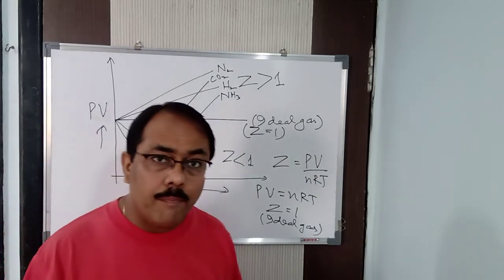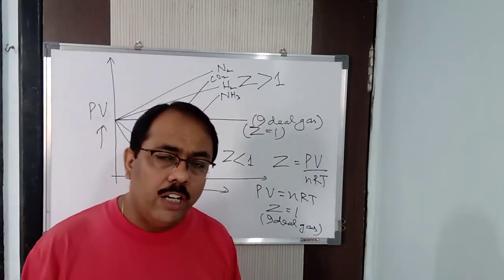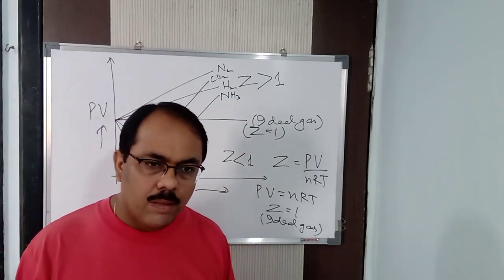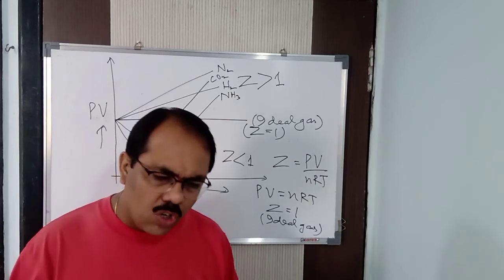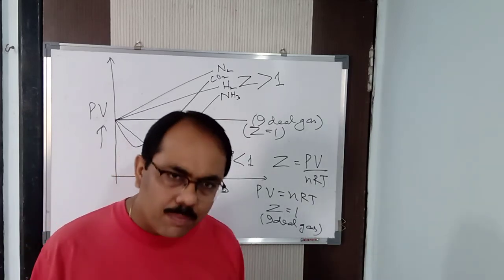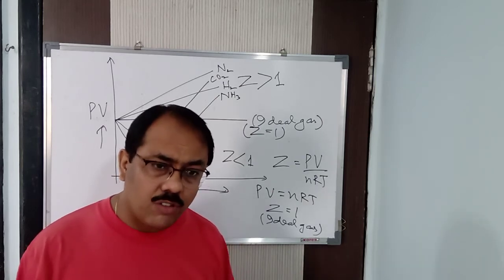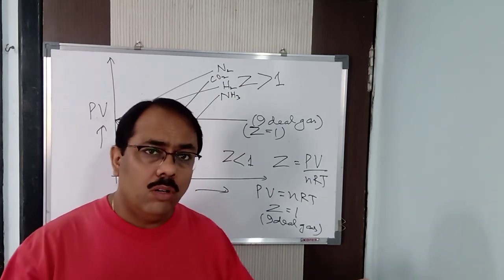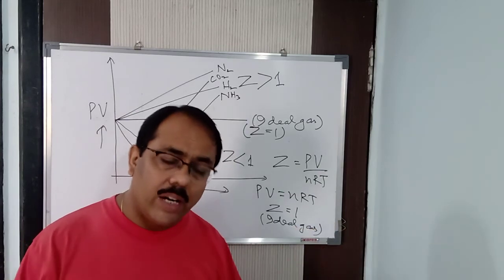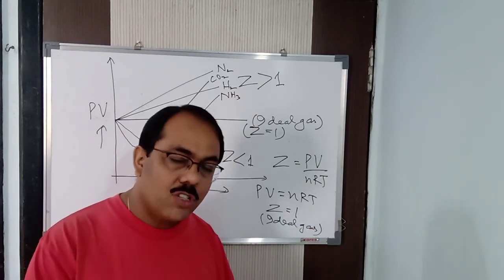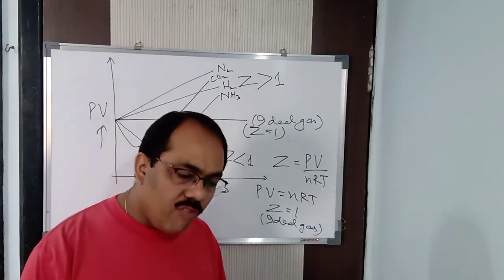Z greater than 1 means the compressibility factor is more. It will be more for which gases? It means the temperature should be much lower and the pressure should be much higher. Z greater than 1 means the factor required for compressing a gas is more. Again, temperature should be low and pressure should be high. That should be higher.